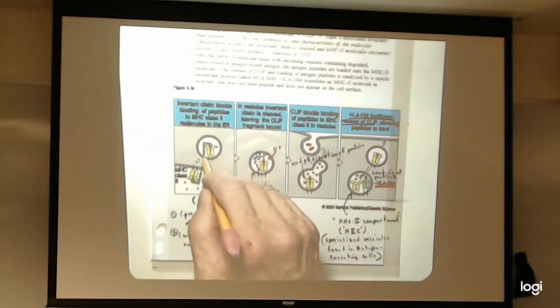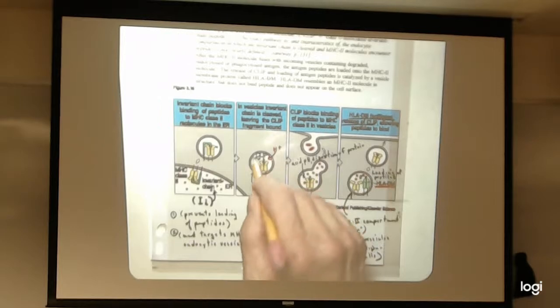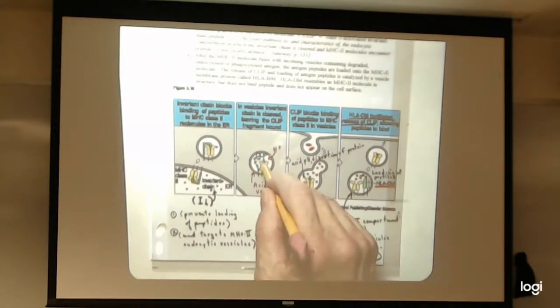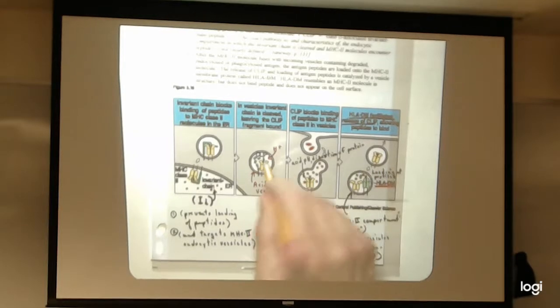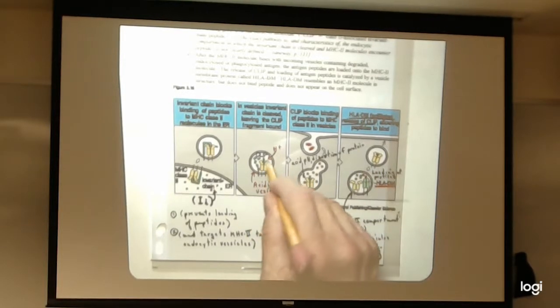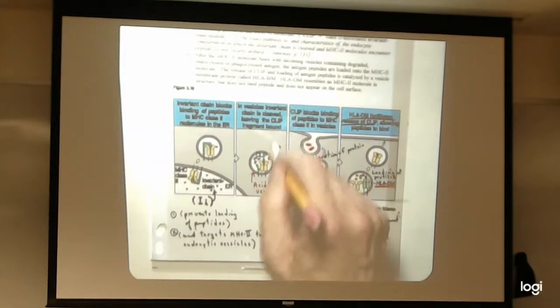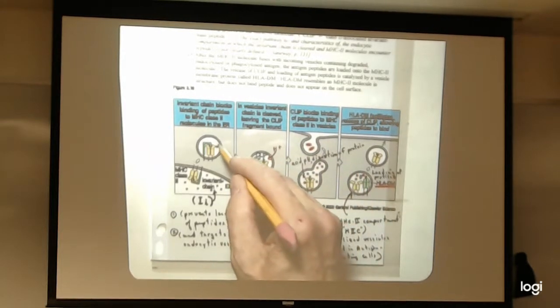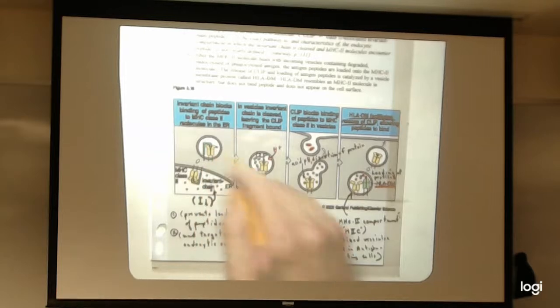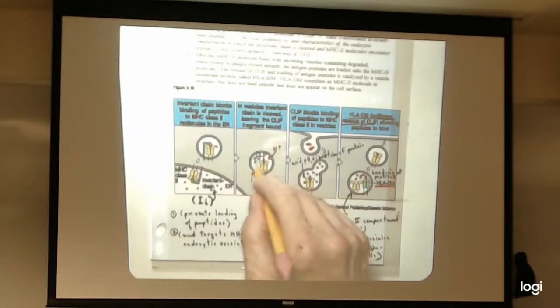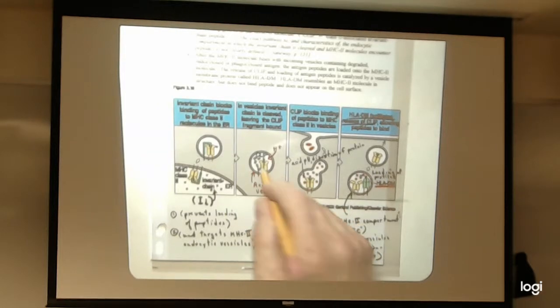The green invariant chain gets broken down, and all that's left is the handle, which is still sitting in the groove of the class 2 molecule. That handle is now called the clip peptide. So the clip peptide is just the handle part of the invariant chain. And that stays in the peptide binding pool. So no other peptides can bind to this yet.